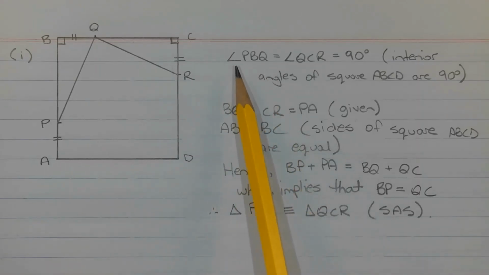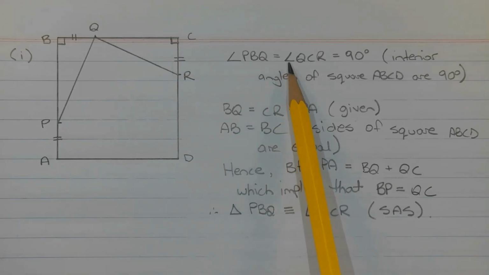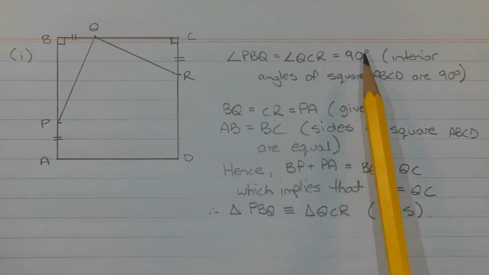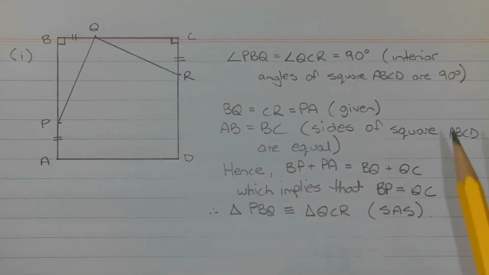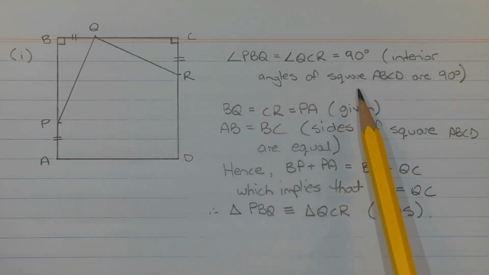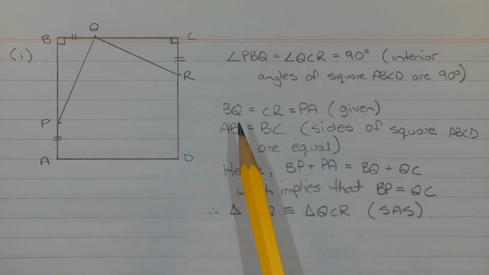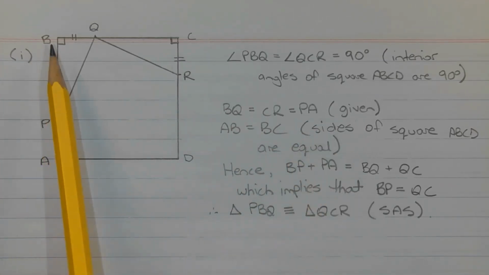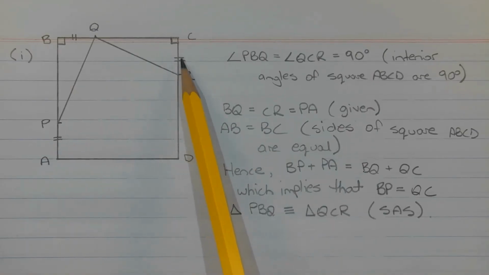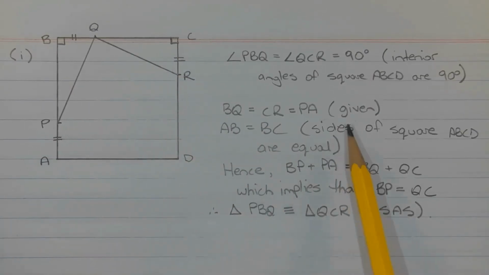Firstly, we have angle PBQ equals angle QCR, which equals 90 degrees. So here's angle PBQ, here's angle QCR. And the reason is interior angles of square ABCD are 90 degrees. Next, we have BQ equals CR, which equals PA. So here's BQ equal to CR, which is equal to PA. And that's already given.